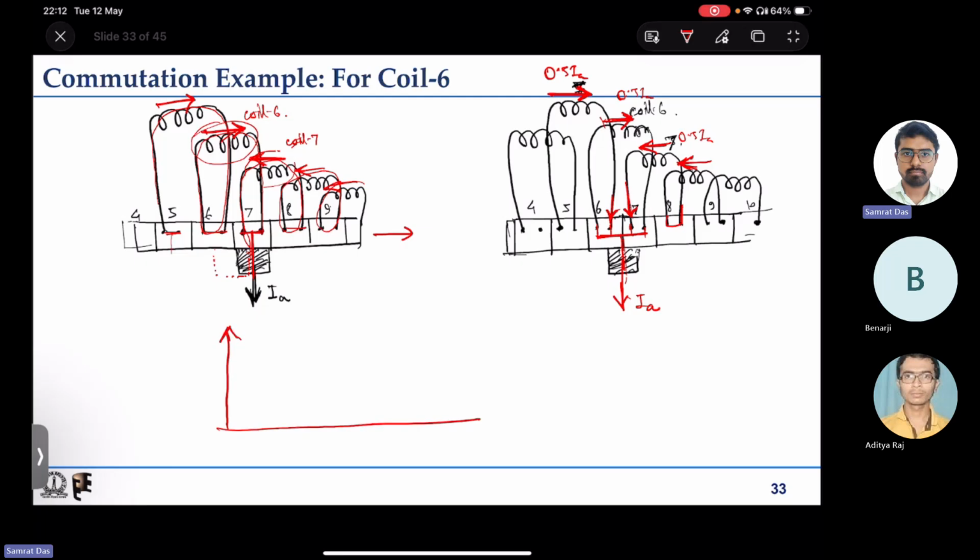So let us say this is current. So coil 6 earlier was carrying total IA by 2, right? Coil 6 is carrying IA by 2. Okay, probably I'll look at that once more. Probably I'm missing some trick, some drawing mistake or something is there, that is why I'm missing that trick. So I'll discuss the computation example later.